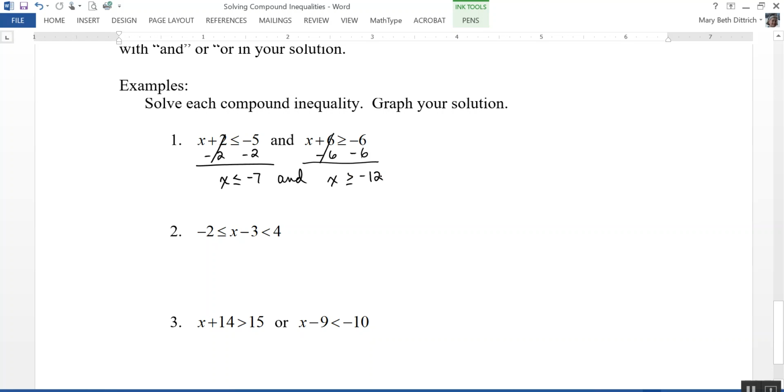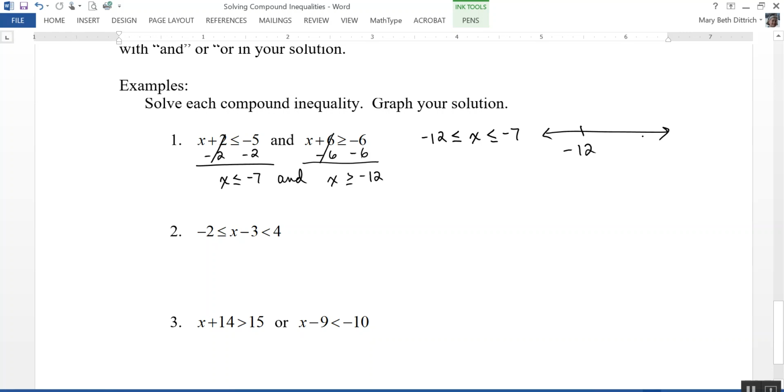Now I can put the two of these together if I would like. Negative 12 is smaller, so I'm actually going to put that over here. So negative 12, and my inequality needs to be pointing at the negative 12, and x is less than or equal to negative 7. Notice that if I took the x out, I would have negative 12 is less than negative 7, and that's true. That's the way it has to make sense.